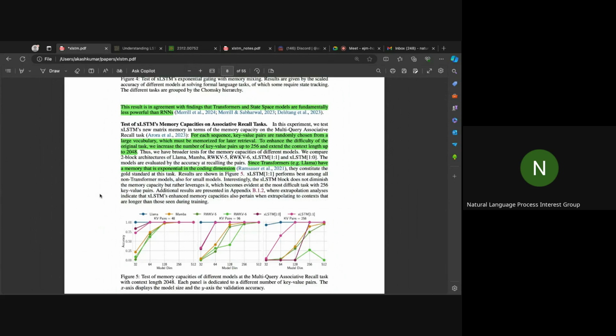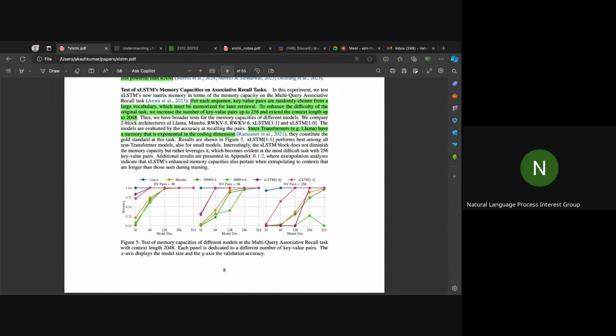Now talking about the xLSTM's memory capabilities on the associative recall task. The idea here is that for each sequence, key value pairs are randomly chosen from a large vocabulary, which must be memorized for later retrieval. And to enhance the difficulty of the original task, they increase the number of key value pairs up to 256, and the context length is up to 248.